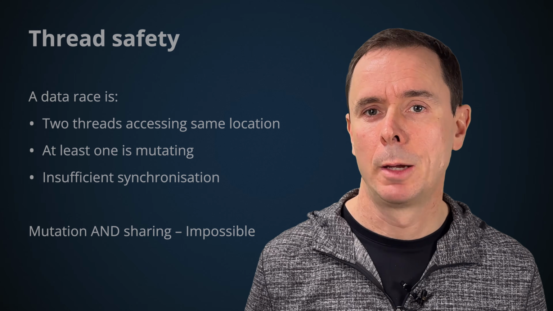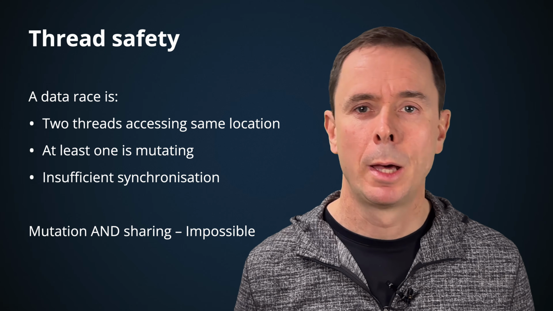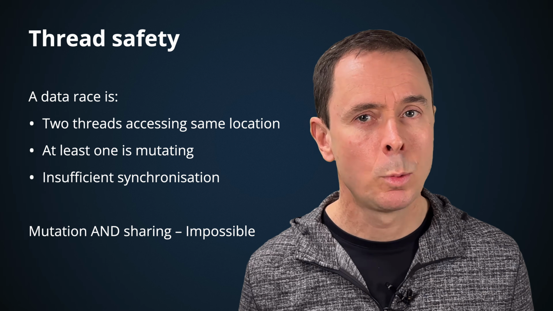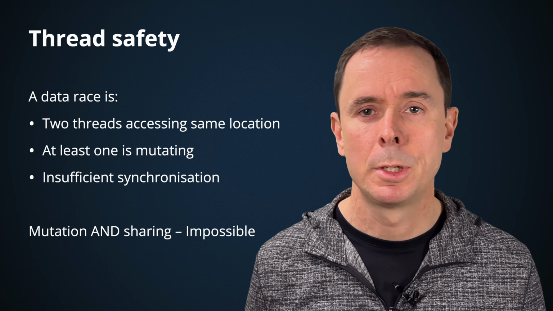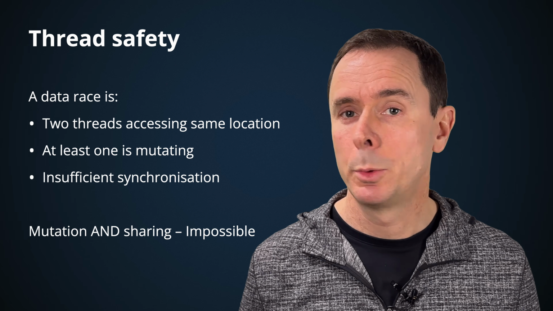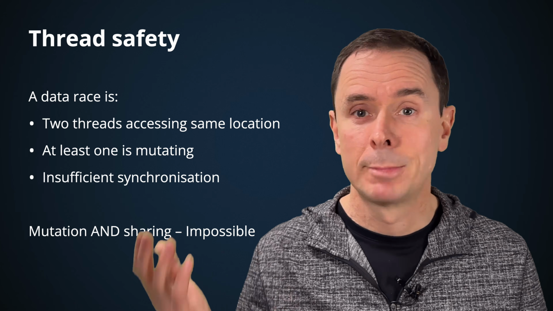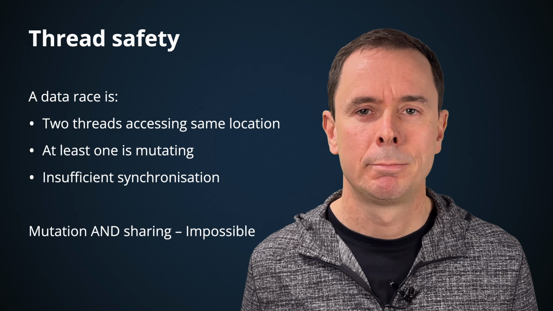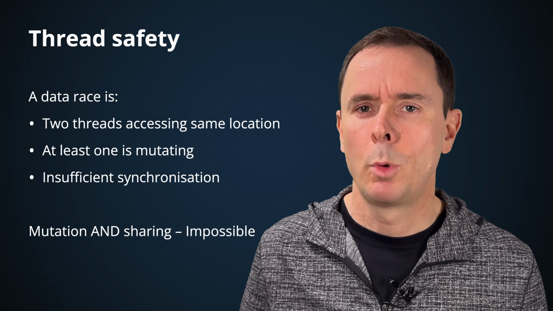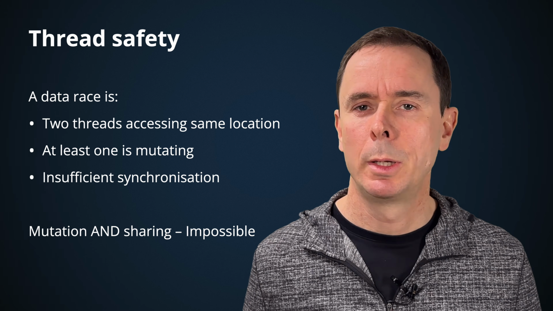We invented all this to make correct single-threaded programs, but it turns out that the resulting system is completely thread-safe, because the definition of a data race is two threads accessing the same location, at least one of them mutating, with insufficient synchronization. That requires mutation and sharing, which we just made impossible. Ta-da! Thread safety. Now, I know at this point you might be thinking, but Ben, what if I want to share mutable state between threads?